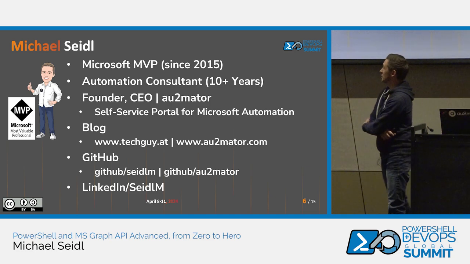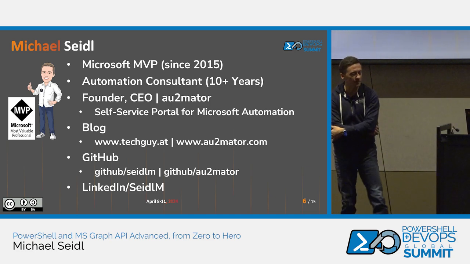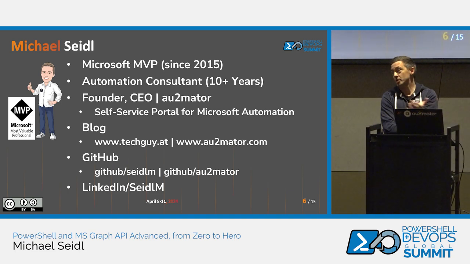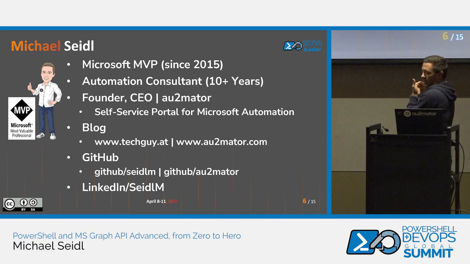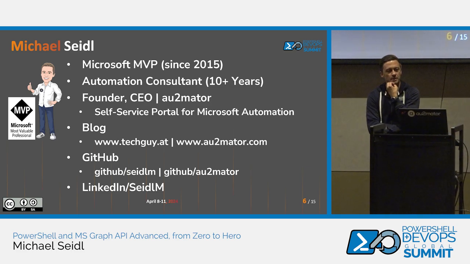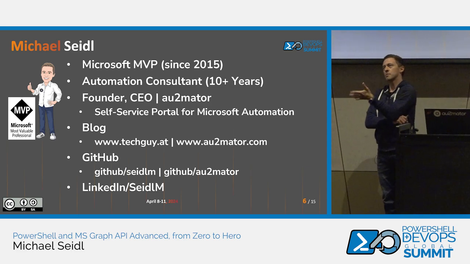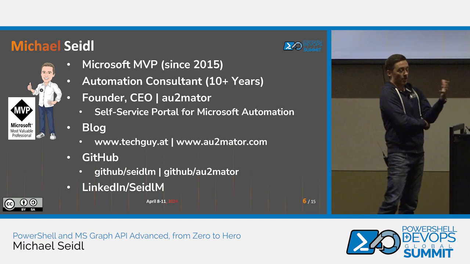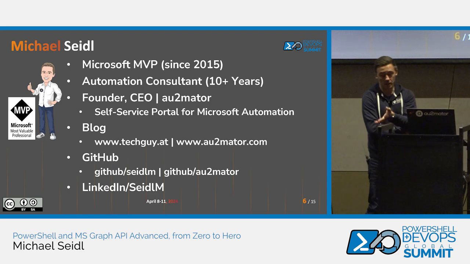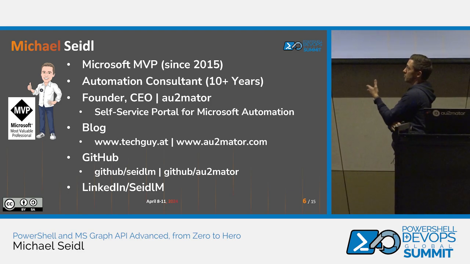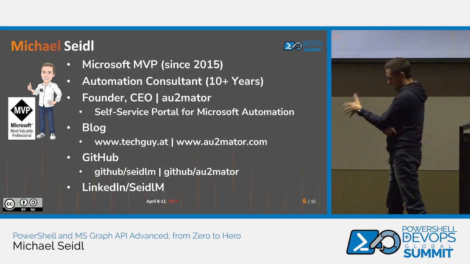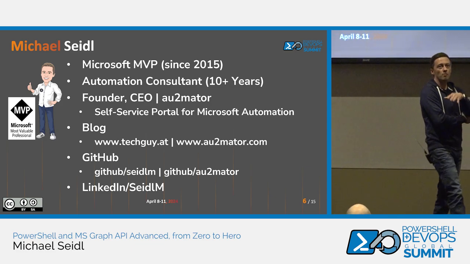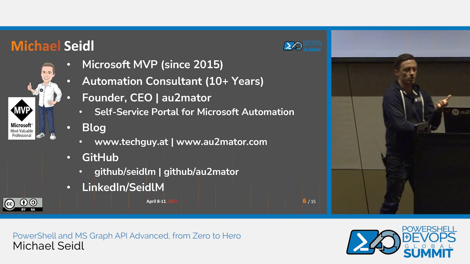So, let's continue. I'm a Microsoft MVP since 2015, mainly in datacenter and cloud management. I've been doing automation consulting for more than 10 years. I founded Automator, my own company, helping customers automate IT processes with PowerShell, of course, with Orchestrator, with Azure Automation, and also providing a self-service portal for Microsoft Automation, Azure Automation, PowerShell, whatever. So that's my daily business, working with PowerShell and mainly working with Graph API.